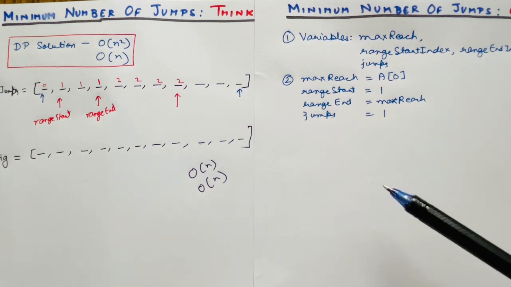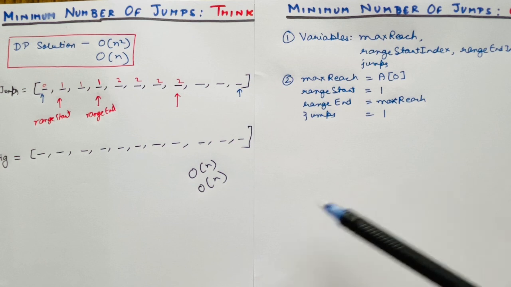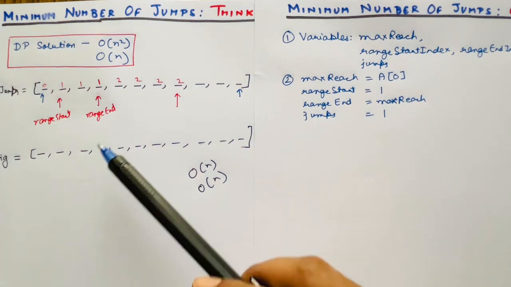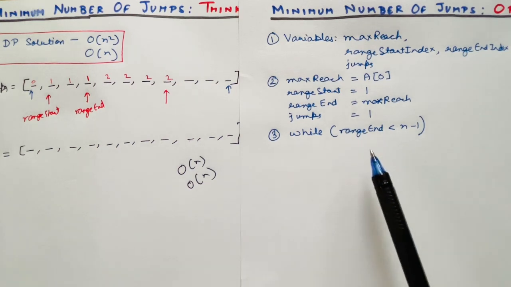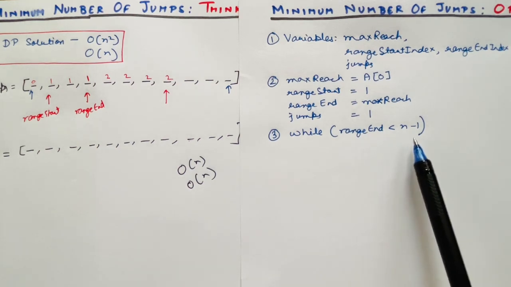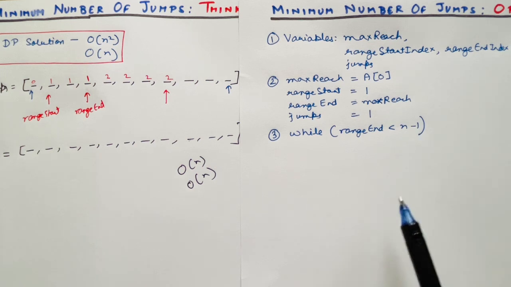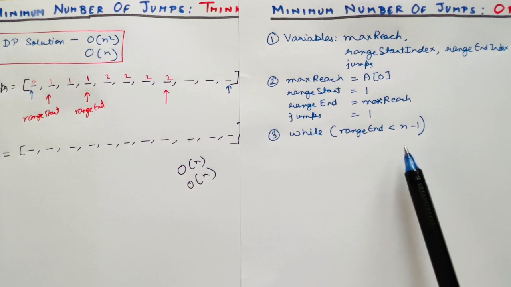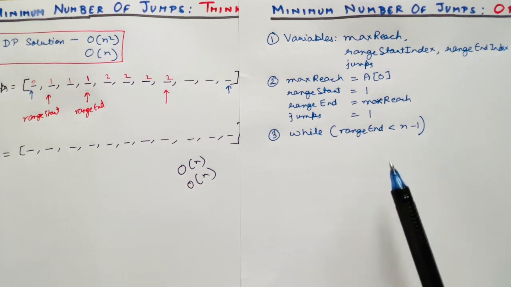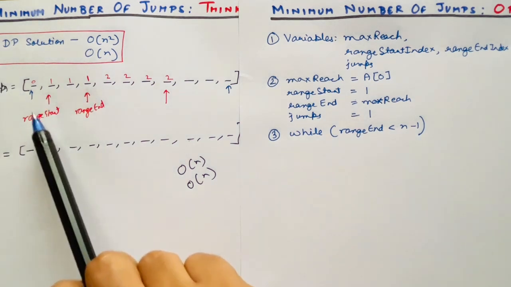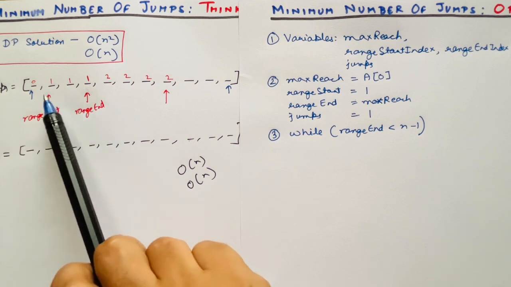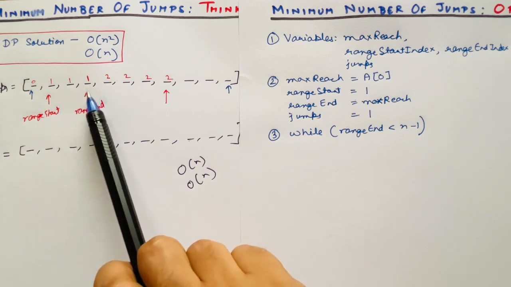But till when will we iterate? We will iterate while the range end index is less than our last index. So we stop iterating when our range end index becomes greater than or equal to n minus 1. As this becomes greater than or equal to n minus 1, we know that the last index has been reached. Now what do we do in every iteration? In every iteration, we have a range and we start from the start index and move till the end index.